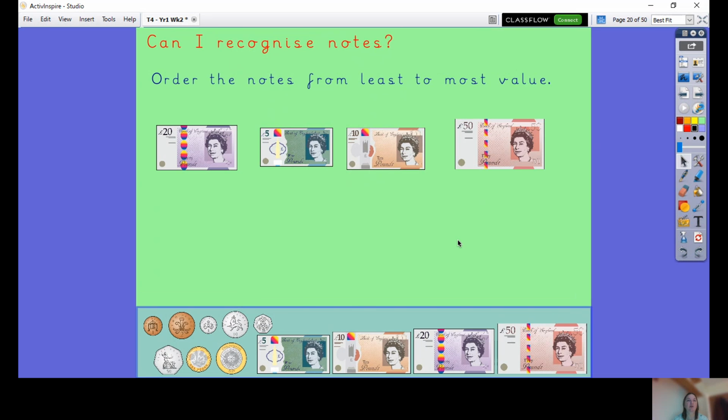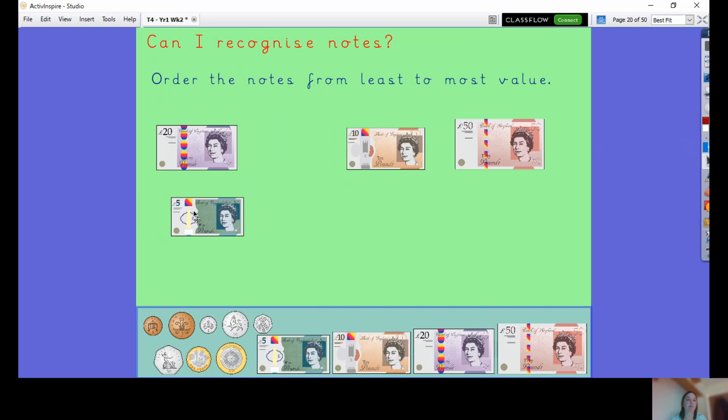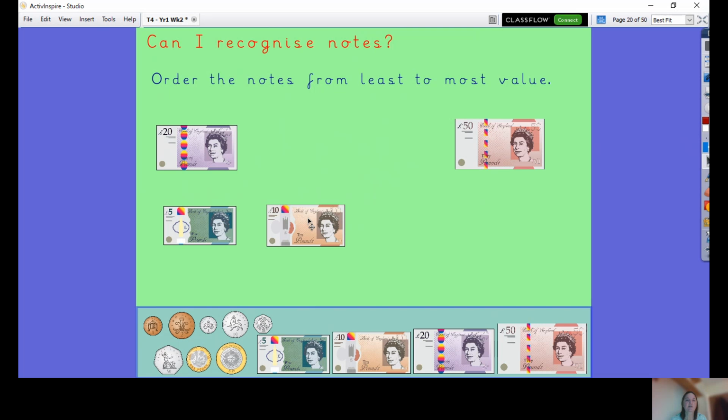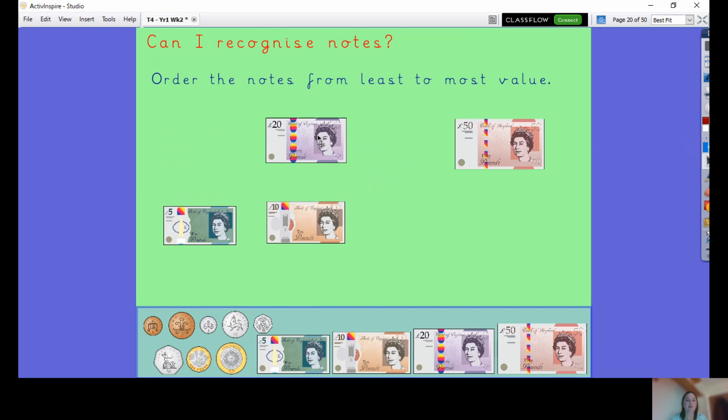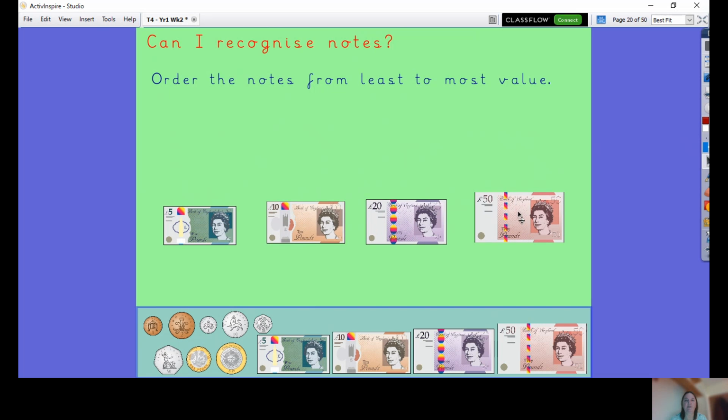So here then, again, we're going to order the notes from the least to the most value. So again, we're not thinking about the size necessarily, but we're thinking about the value. So we can look at the numbers. We've got 20, we've got a 5, we've got 10, and we've got 50. So we know that 5 has got to be the least because it's a 1-digit number anyway. Then we've got 20, 10, and 50. So 10 will come next. So we've got £5, £10, £20, and then £50.